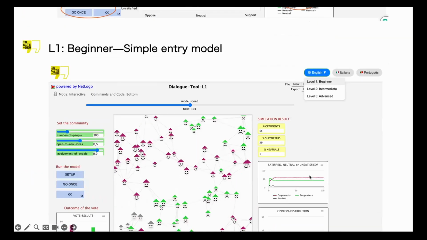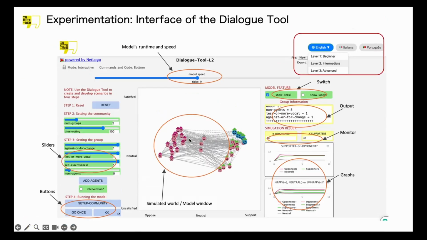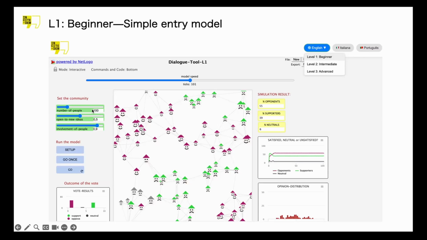And for the 3 levels of complexity, we provide level 1. It's a beginner level, a simple entry model. From this model, you can easily set up a scenario because this level has nice sliders. And in the middle, the interface may be a little bit different from the main interface. As you can see, the main type of the interface is based on the dialogue tool of level 2. This is level 1, with fewer sliders and a simpler layout.